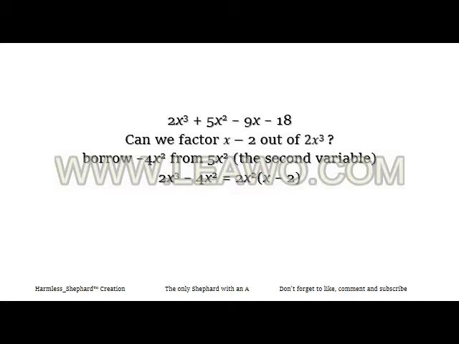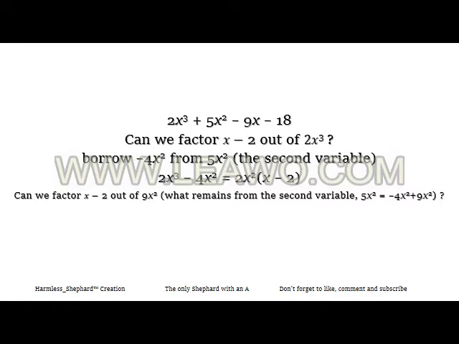Now, having borrowed that minus 4x squared, we are left with 9x squared. You can look into the bracket and see how the manipulation worked, how it's being worked out. So we now see, can we factor out x minus 2 out of 9x squared? No. So what we do is we have to borrow again.